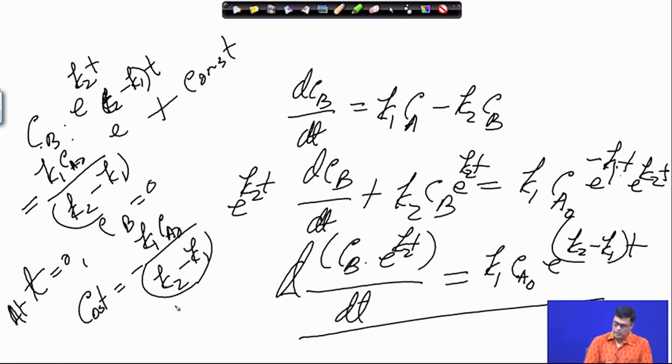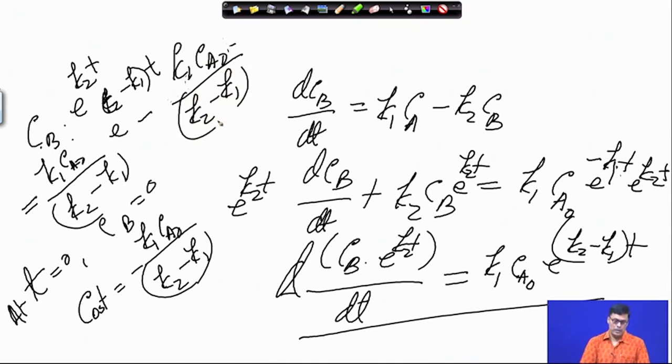Now, this constant I can put here. I can erase this, take it out, and put this value here: minus k1 CA0 divided by (k2 minus k1). This I can write.